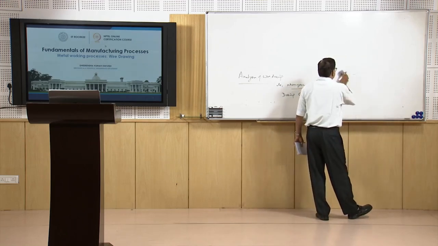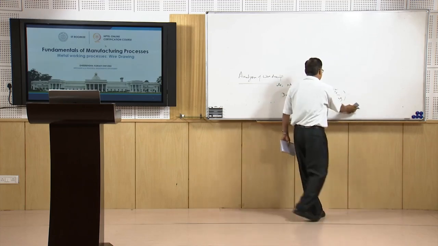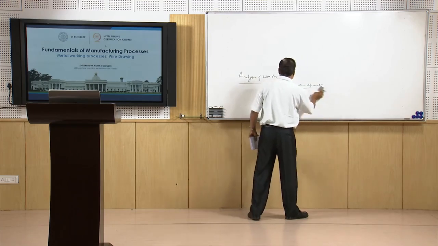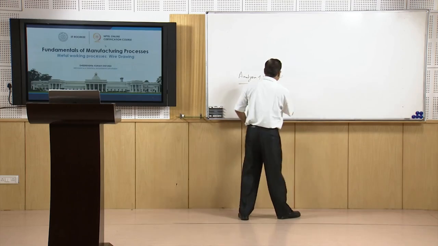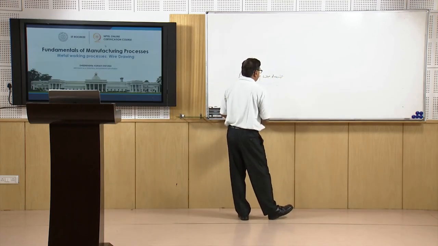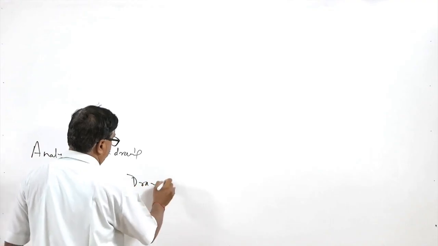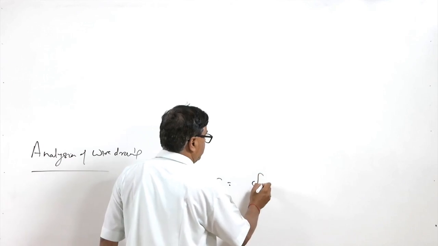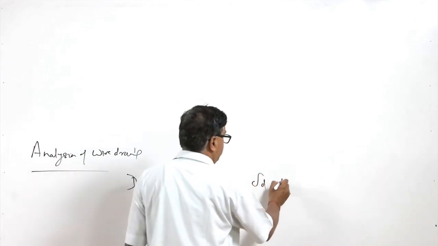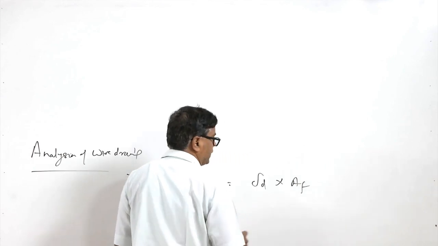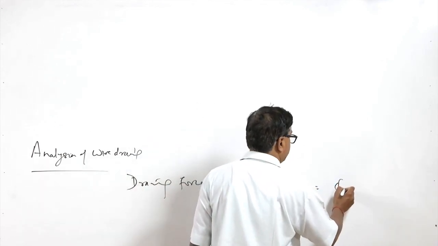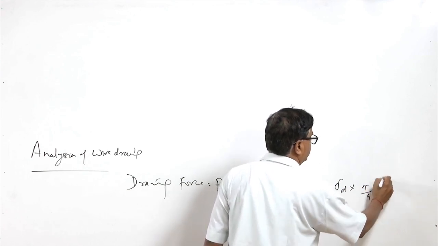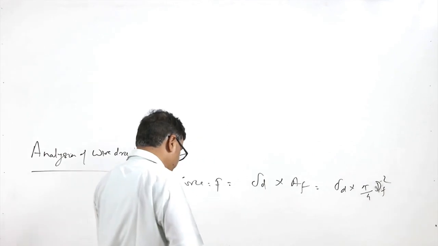Now, drawing stress multiplied by the drawing area gives us the drawing force. So, the drawing force F is obtained from the drawing stress sigma d multiplied by the final cross sectional area, and we know that the final cross sectional area is pi by 4 times df squared, that is the final diameter.